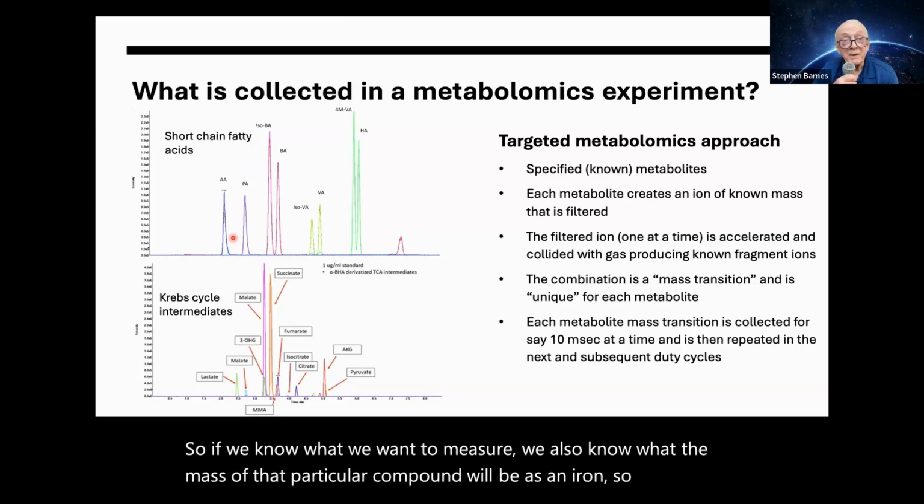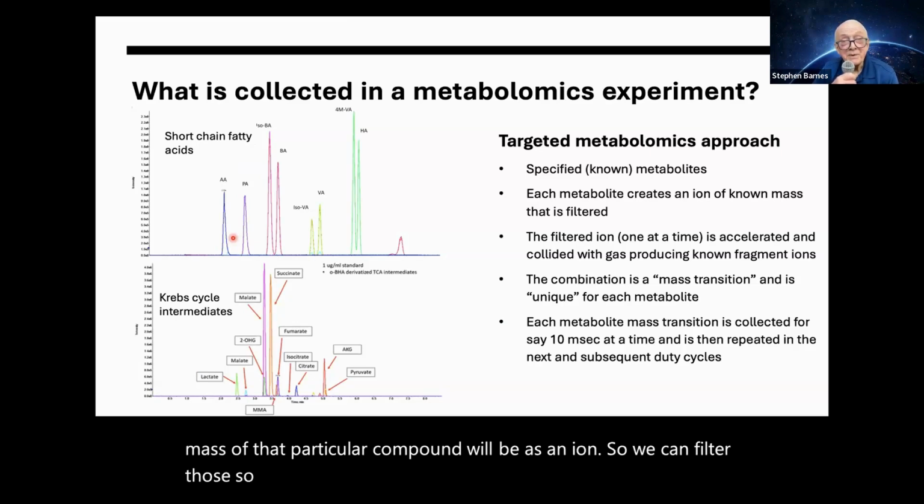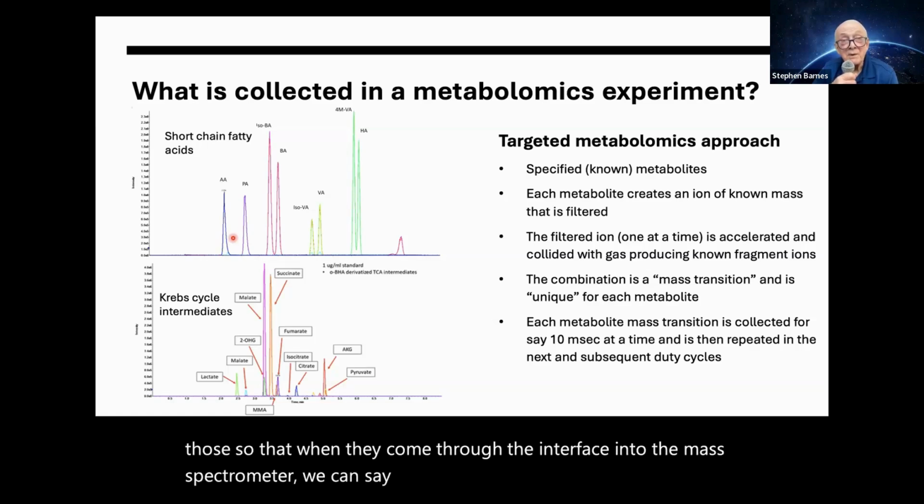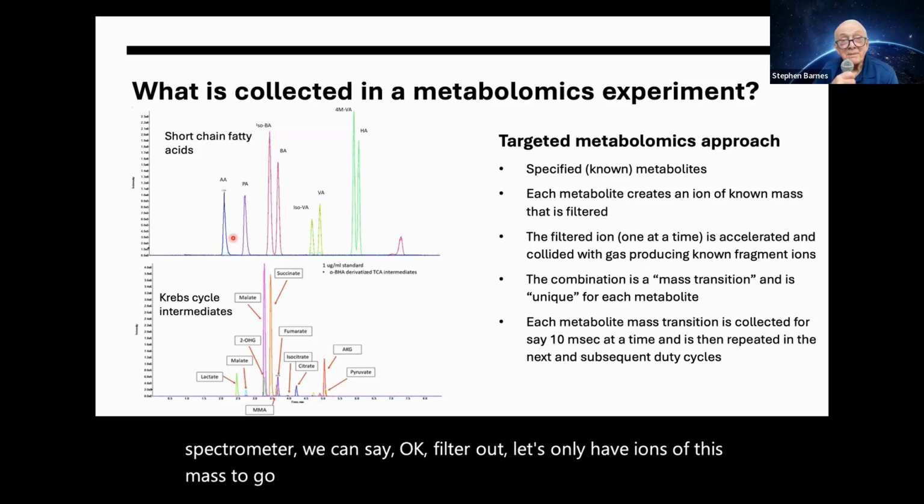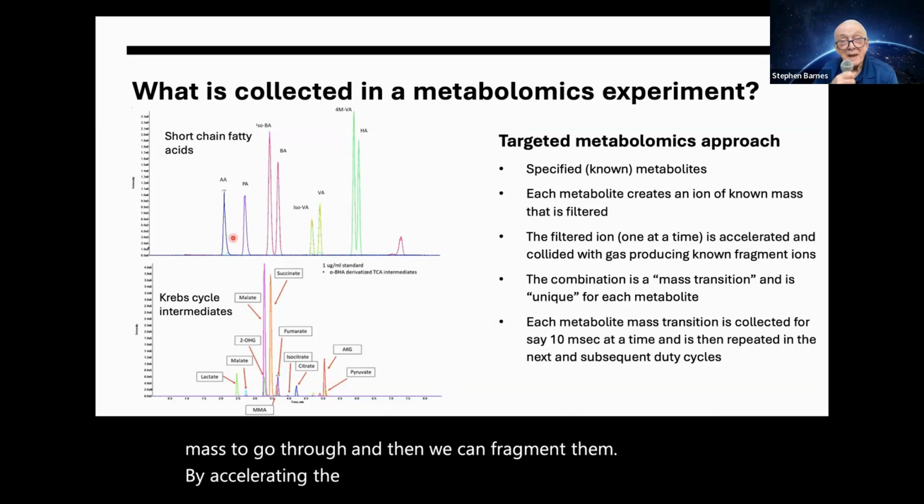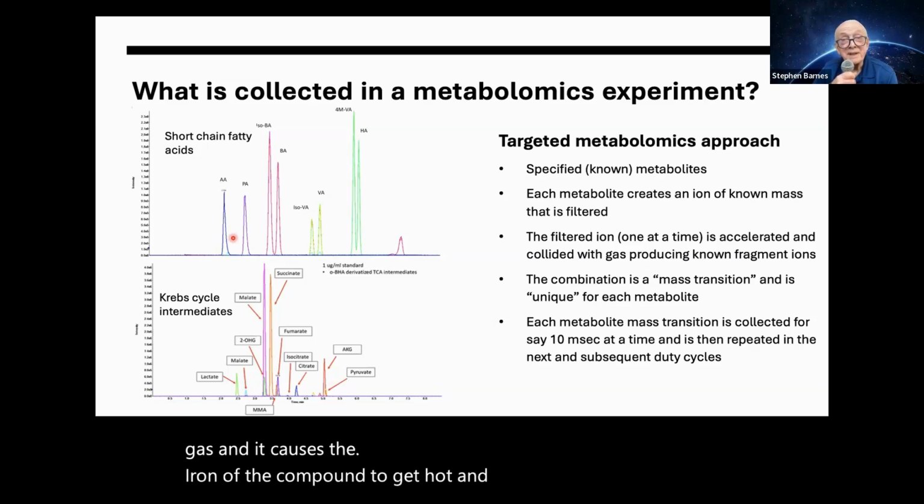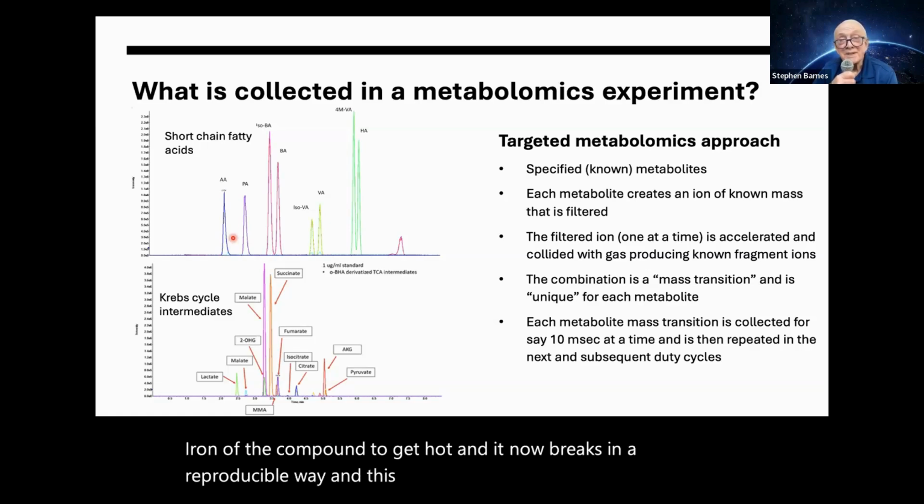So we can filter those so that when they come through the interface into the mass spectrometer, we can say, okay, filter out, let's only have ions of this mass go through. And then we can fragment them by accelerating the ions and running them into a little puff of gas, and it causes the ion of the compound to get hot, and it now breaks in a reproducible way. And this becomes a mass transition.